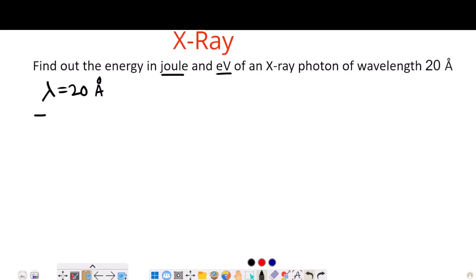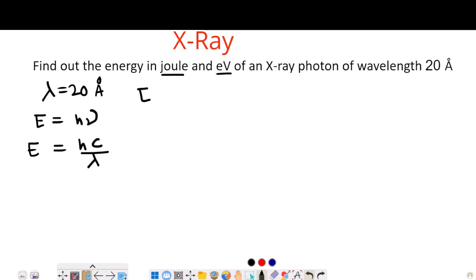Now we know the formula: the energy E of a photon of frequency nu is h nu, and nu is c by lambda, so the energy E is equal to hc by lambda. Now we have to put the value of h, the Planck constant, c, the speed of light, and lambda, the wavelength of the X-ray photon. Now put all these values in this equation and we will get the energy.